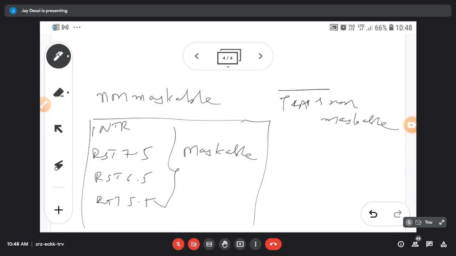Whereas what happen over here? Trap. You cannot mask the trap. You cannot mask the trap. It is compulsory non-maskable interrupt. Means what? Whenever your trap is generated, the interrupt request, processor has to compulsory give the service to that trap. Processor has to compulsorily service the trap. Clear?